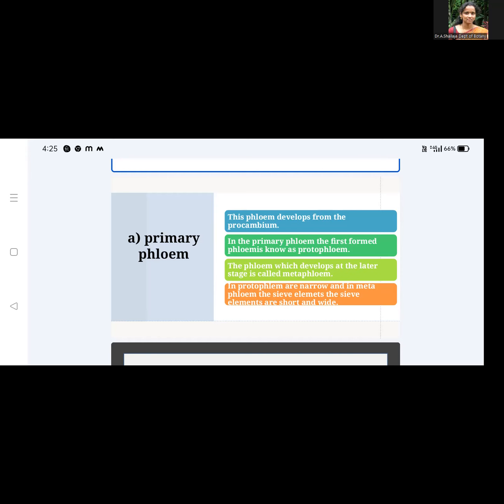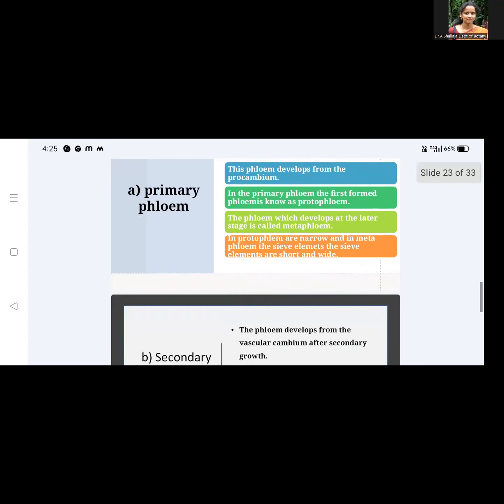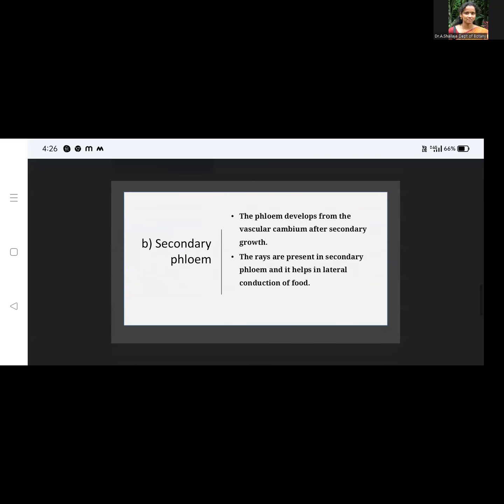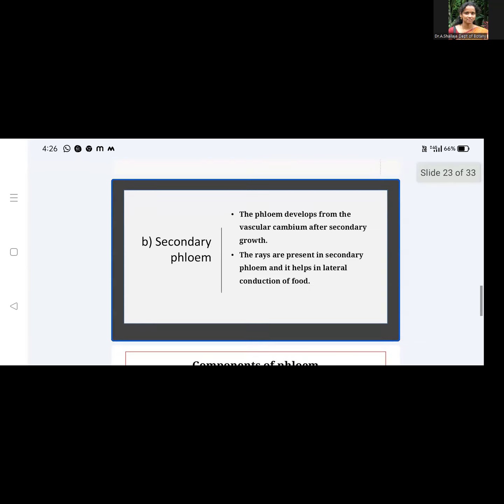Okay, in the protophloem, we observe narrow sieve elements. In the metaphloem, we can observe short and wide elements. Secondary phloem develops from the vascular cambium, and primary phloem from the procambium. After secondary growth, we can observe the secondary phloem. Rays are present in secondary phloem, and they help in lateral conduction of food.